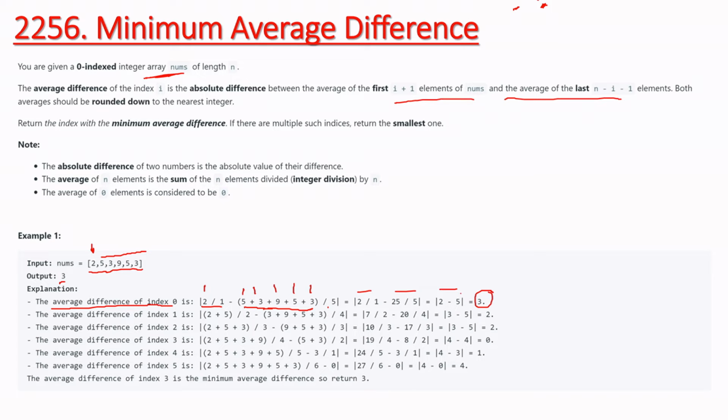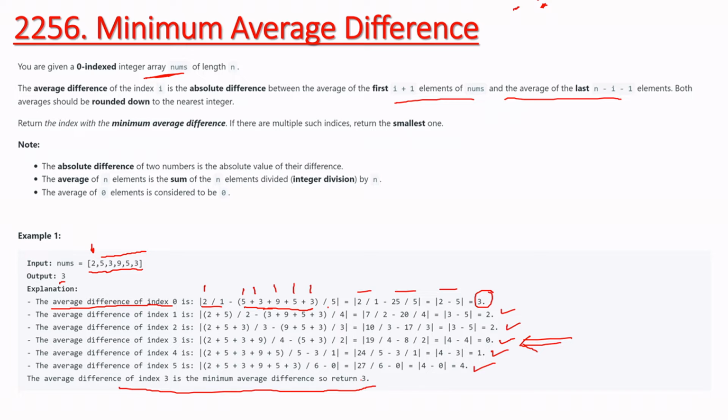In this way we calculate the average difference at all indices, and we can see that the smallest value is at index 3. That's why we are returning index 3 here. Index 3 has the minimum average difference, so we return index 3.